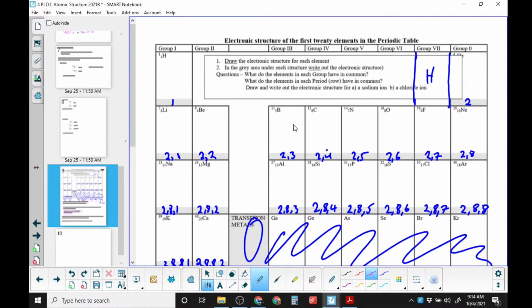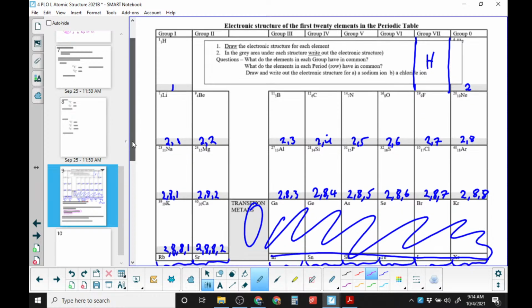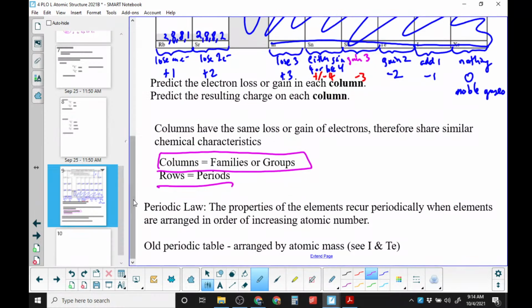+1, +2, +3, plus or -4, -3, -2, -1, 0, and then +1 again. So we have a new period of the exact same properties. It repeats. And that's why it's called the periodic table. The properties of the elements reoccur periodically.